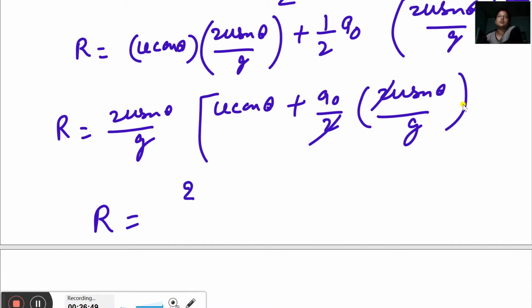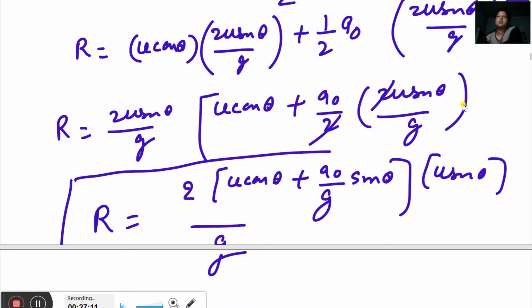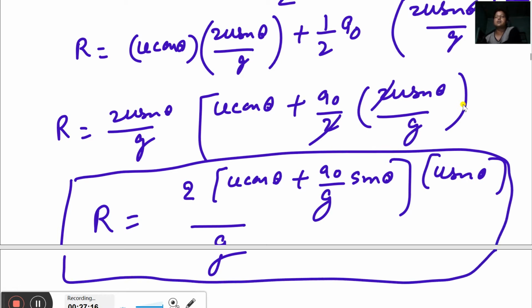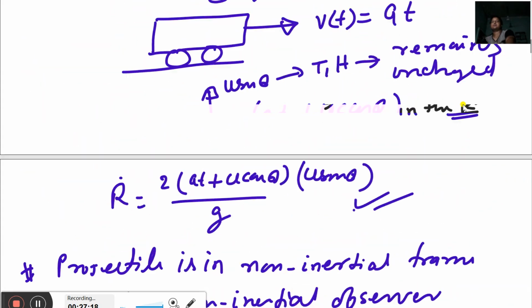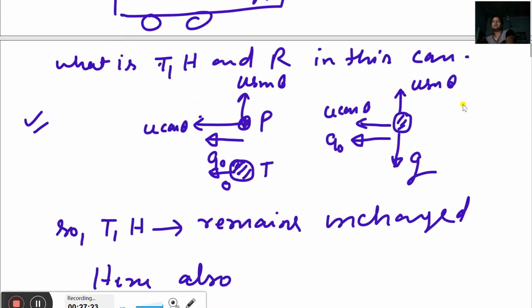So range formula is 2 times (u cos theta plus a naught over g sin theta) into u sin theta divided by g. So this is the required range in this case.